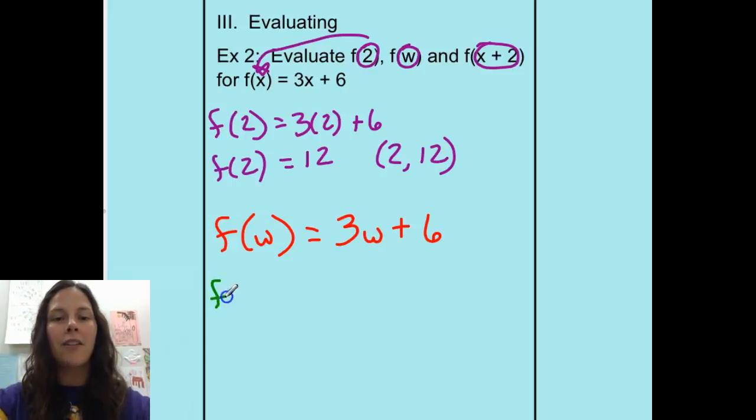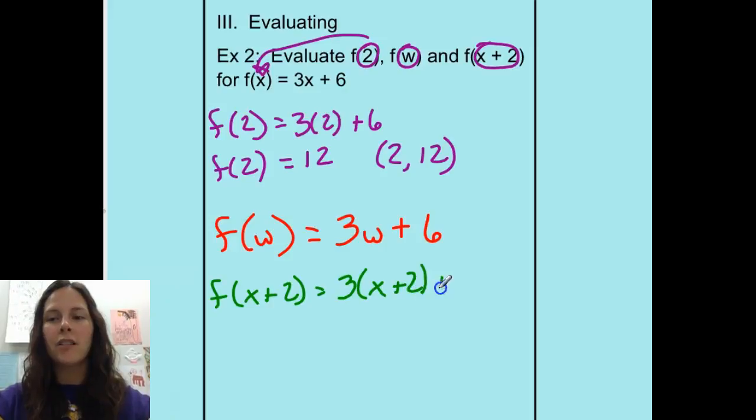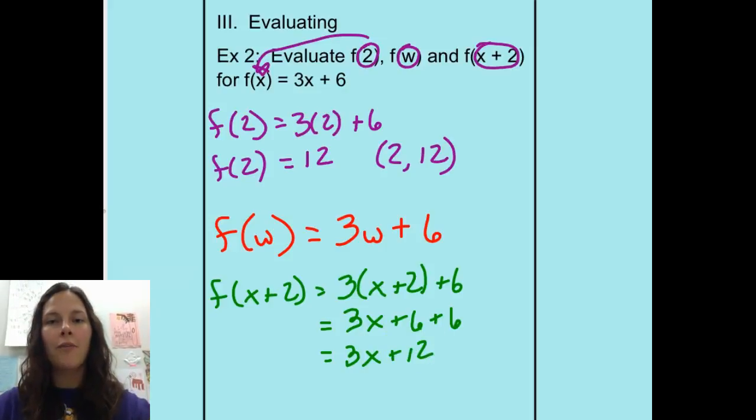Next, we're replacing every x with x plus 2. So on both sides of the equal sign, everywhere there was an x, we're changing it to an x plus 2. Simplifying this, we'll distribute the 3 and combine our like terms. So f of x plus 2 equals 3x plus 12.